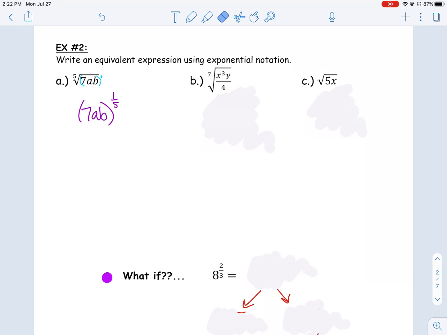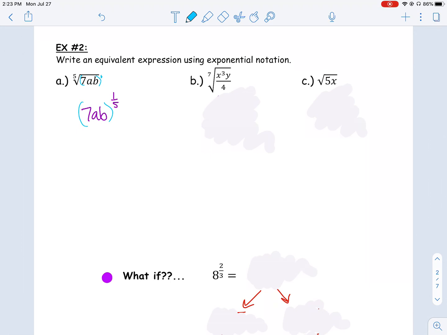I know it's kind of silly, but I use the saying top dog goes in the house because I know that this top number needs to be the one that's in the house or underneath the radical. So if that helps you, use it. Any little trick that helps me remember where those numbers go is helpful. So top dog goes in the house. I would say that 7ab in parentheses raised to the 1/5 power. Now those parentheses are important because if you don't have the parentheses, then the only thing that's really raised to the 1/5 power is the b. And that's not what this says. This says that I want the 7 and the a and the b all to be to the 1/5 power or underneath the fifth root.